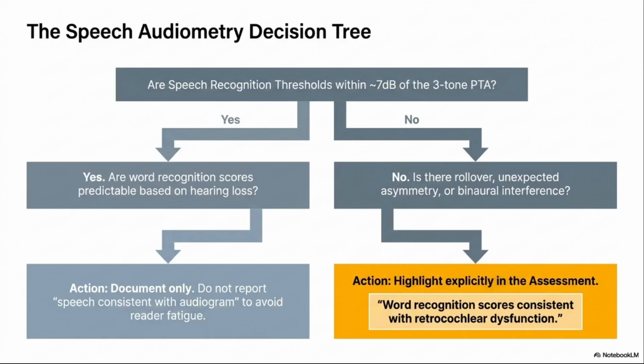When word recognition scores deviate significantly from what is predicted, speech audiometric results become an important component of the diagnostic picture. Action must be taken to highlight unexpected asymmetry, rollover, or binaural interference explicitly in the assessment portion.